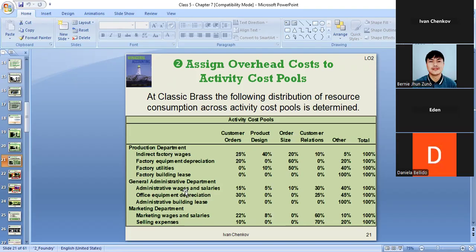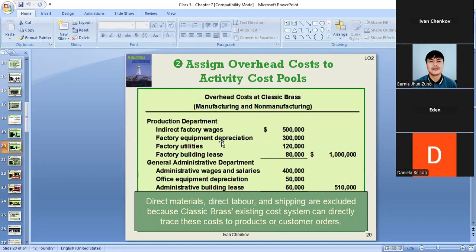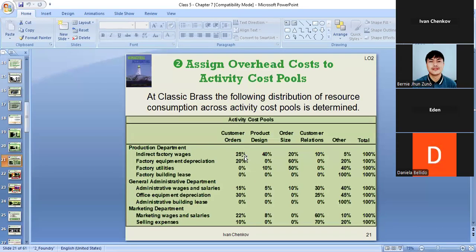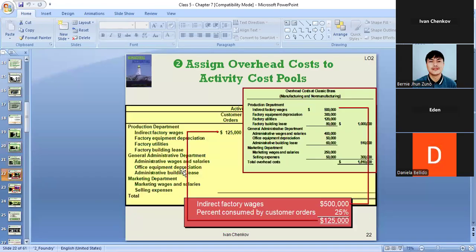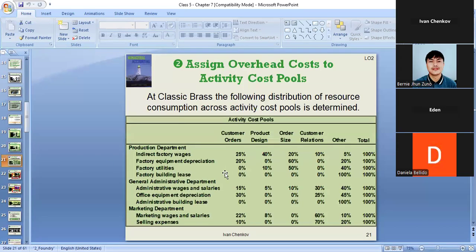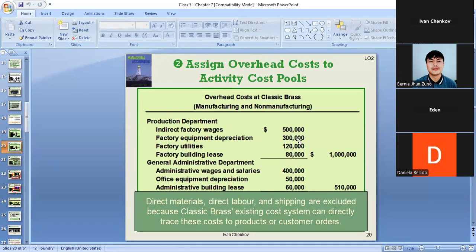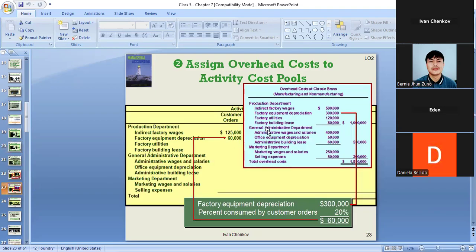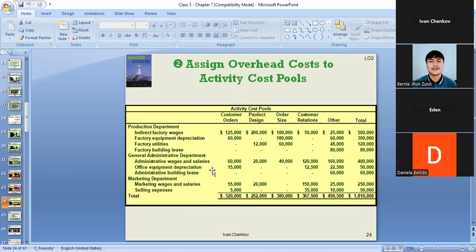The next thing that we have to do is to assign the cost. What will be the 25% of which cost? 25% of the indirect factory wages. So if we get 25% of 500,000, that's going to give us a number, 125. Next thing that we have to do is to assign 20% from which cost? From the next one, factory equipment depreciation. Once we do that, we're going to come up with the 60,000. And we're using the same approach until we come up with this chart.